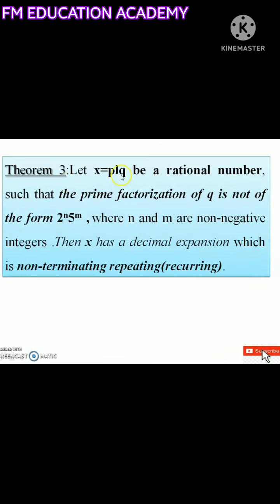Okay, now the last theorem is that x is equal to p by q, a rational number such that the prime factorization of q is not of the form 2 power n into 5 power m. Now you should be careful here. If the prime factorization of q is not of the form 2 power n into 5 power m, then the decimal expansion will be non-terminating repeating. So it's not terminating. If it is not of the form, then it is non-terminating repeating.